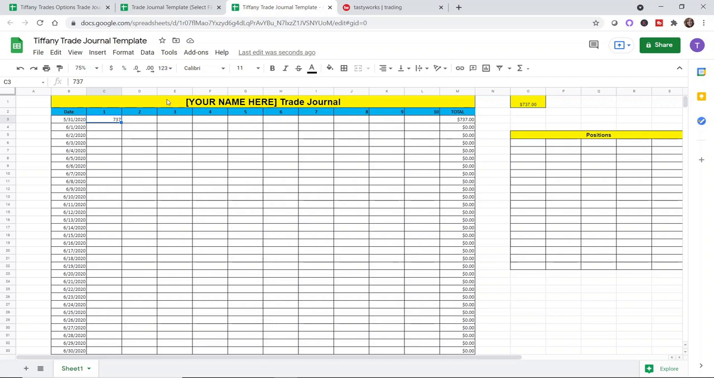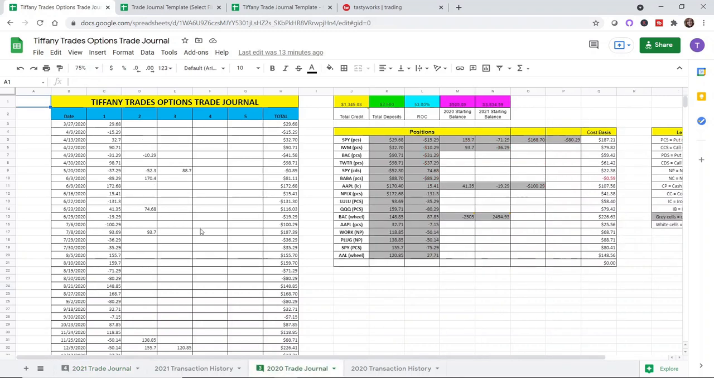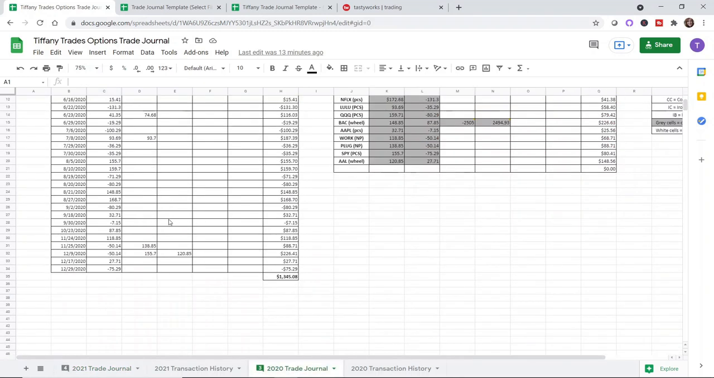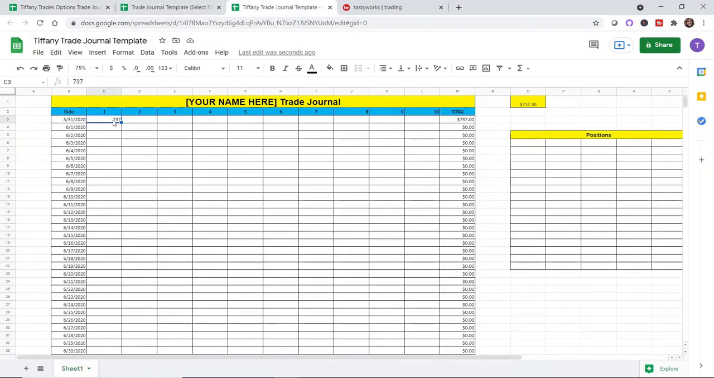So it'll really vary, and you can see that is the case here on the actual trade journal for the TTO account. Most of the days I'm only doing one transaction in this account. A couple of days I'm doing a few more. It looks like the most I've done in any given day for 2021 is three, and the same thing can be said for 2020. So I've collected $737 in fake money here on May 31st.